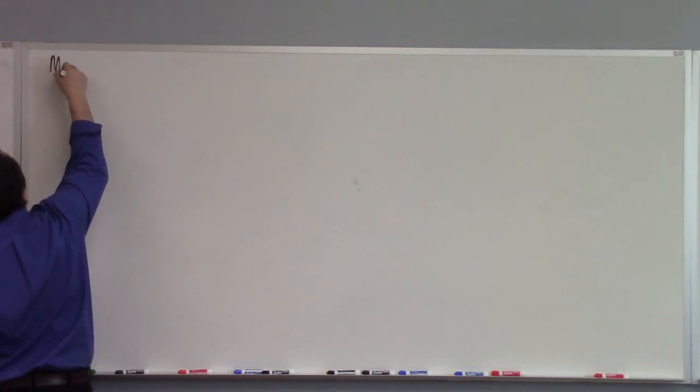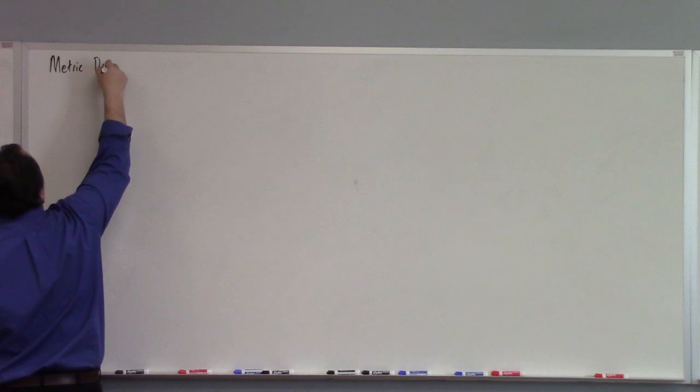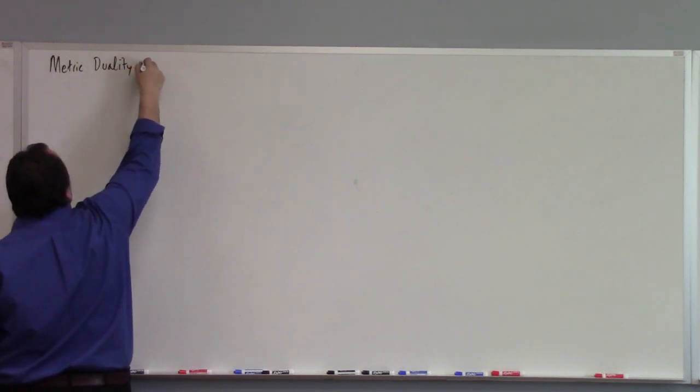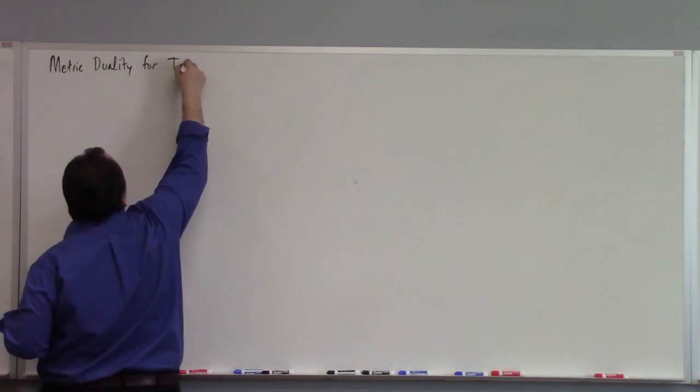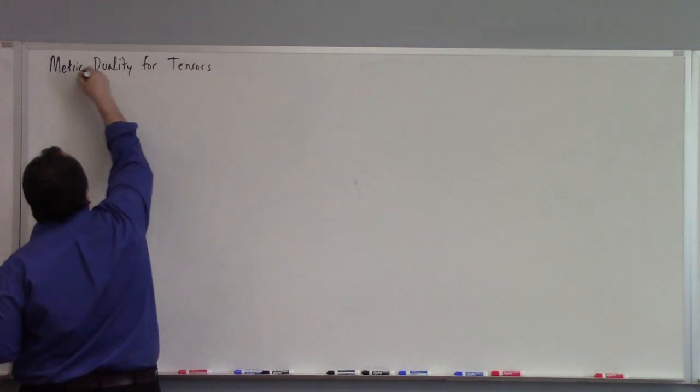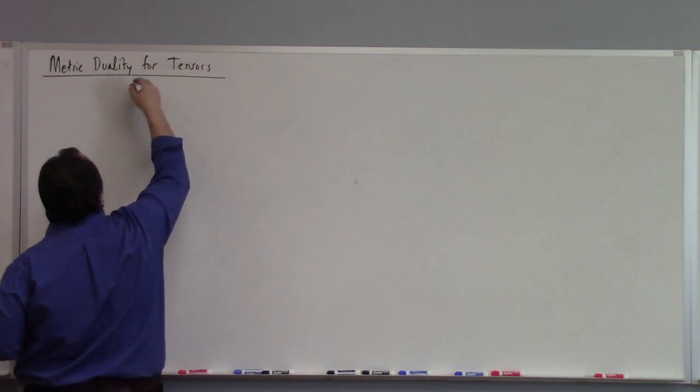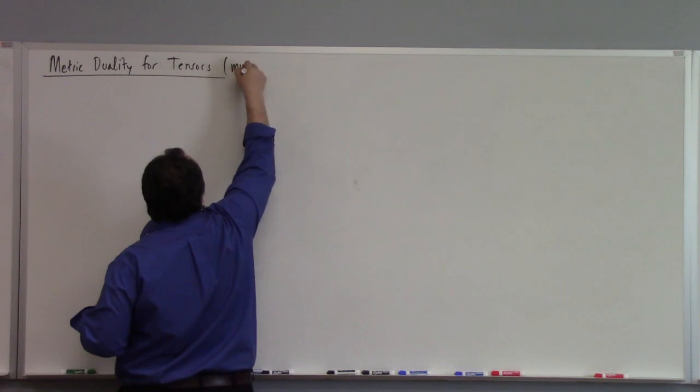Let us talk about metric duality for tensors, aka musical morphisms.